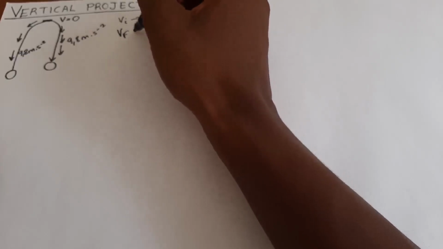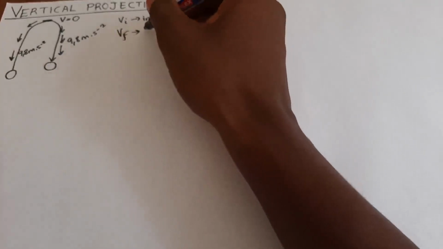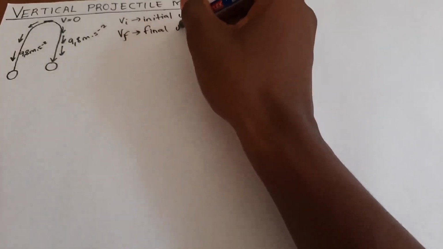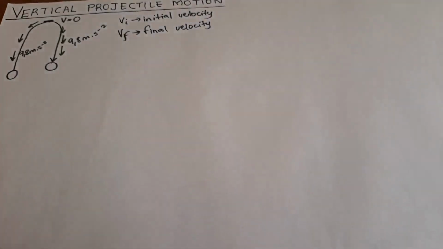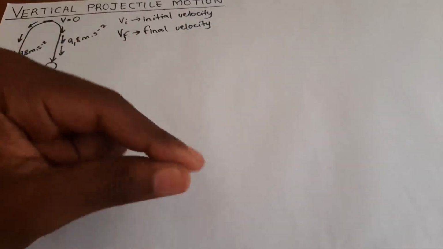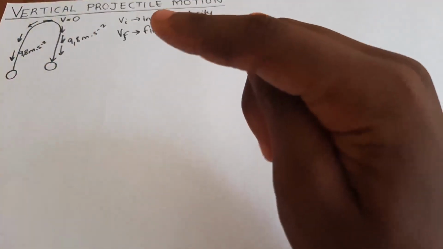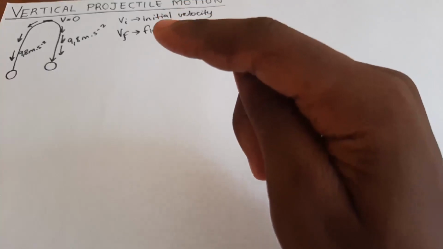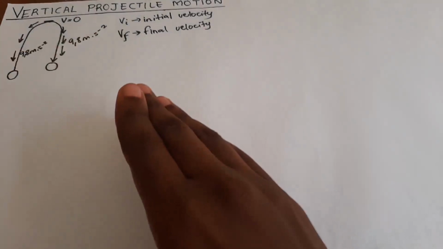So let's talk about the final velocity. This is how we represent final velocity. What I can tell you about final velocity is that when the object is at its maximum point of its path, the projectile at its maximum point, this basically means that the final velocity is equal to 0.